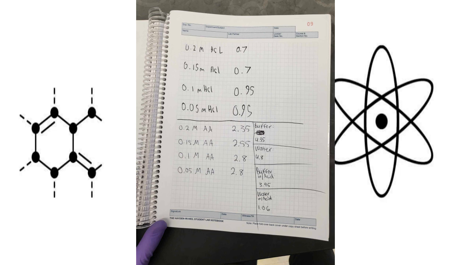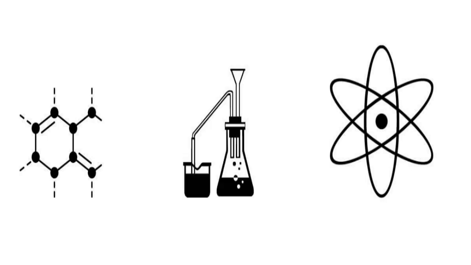Notice that the strong acid has much lower pH values across the board than the weak acids. This is because strong acids fully dissolve in aqueous solutions and thus produce more H+ than weak acids, which only dissolve partially in aqueous solutions.